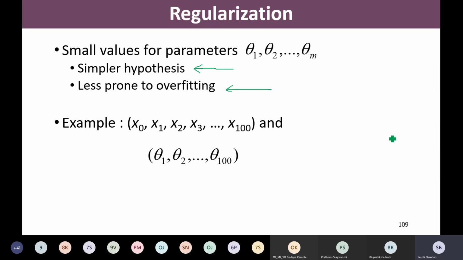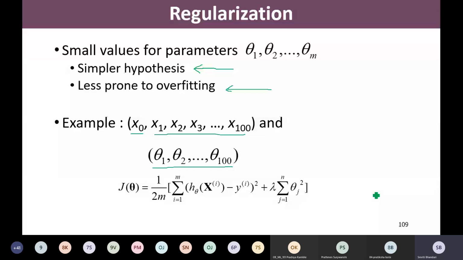Okay, so let us assume once again that we have 100 features, 100 features plus x0, so overall 101 features. And we have these parameters theta 1, theta 2 up to theta 100. Then we are going to introduce our cost function like this. Earlier we had a cost function like 1 divided by 2m summation over i equal to 1 to m (h theta of x i minus y i) squared.